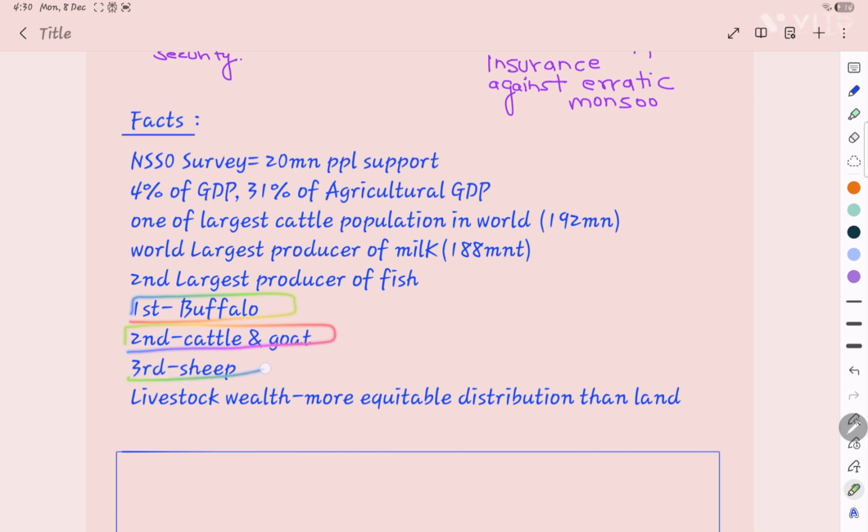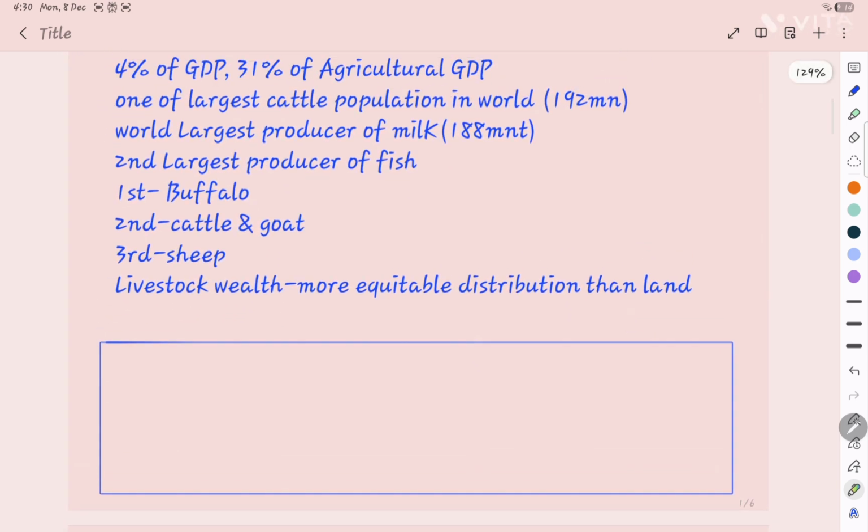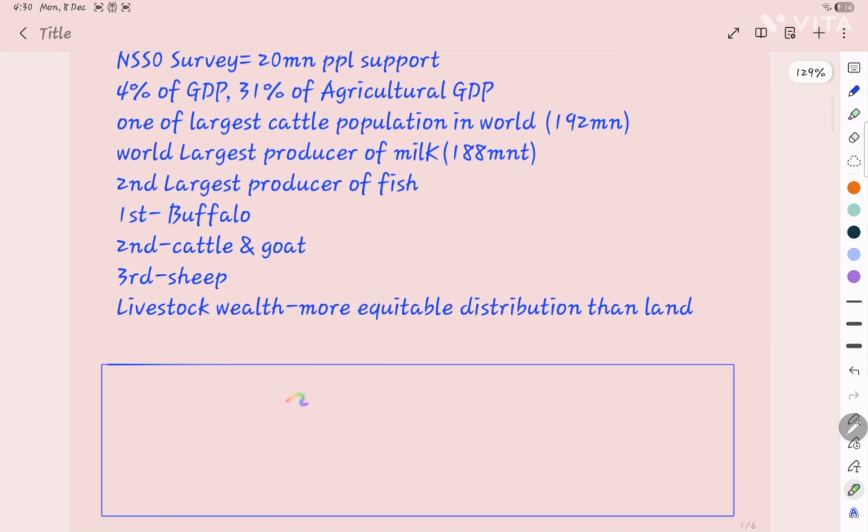Breed improvement plans, artificial insemination services. For inseminating the animals, we need services very effectively and periodically. For that there is artificial insemination services. Establishment of Gokul Gram, Gopalan Sangh and Kamdhenu breeding centers. So you can write this like this.